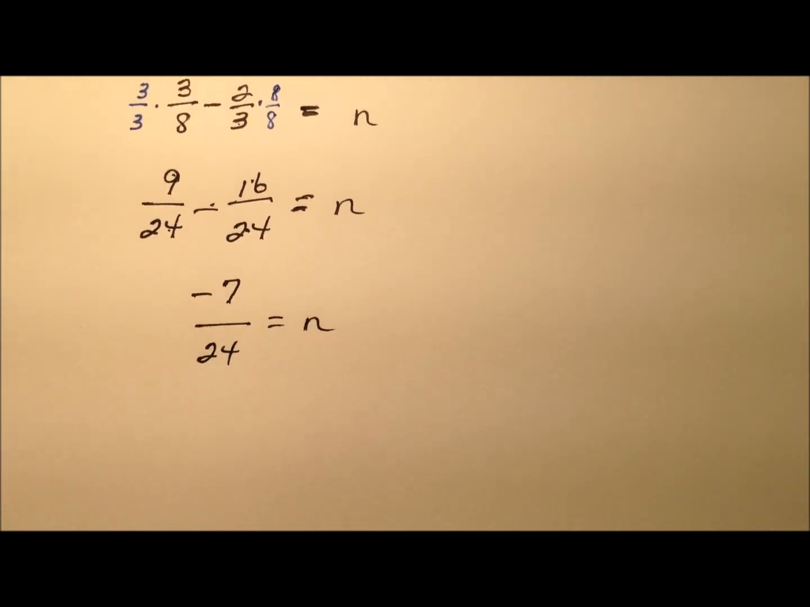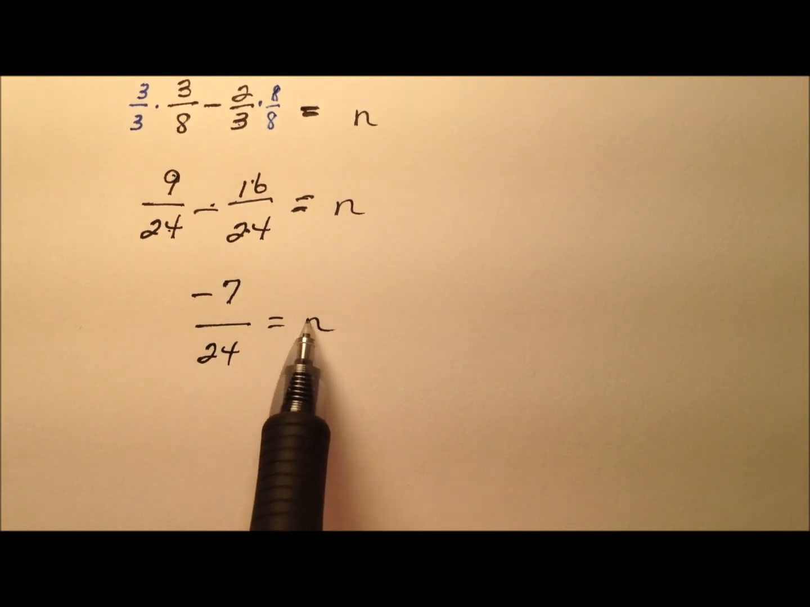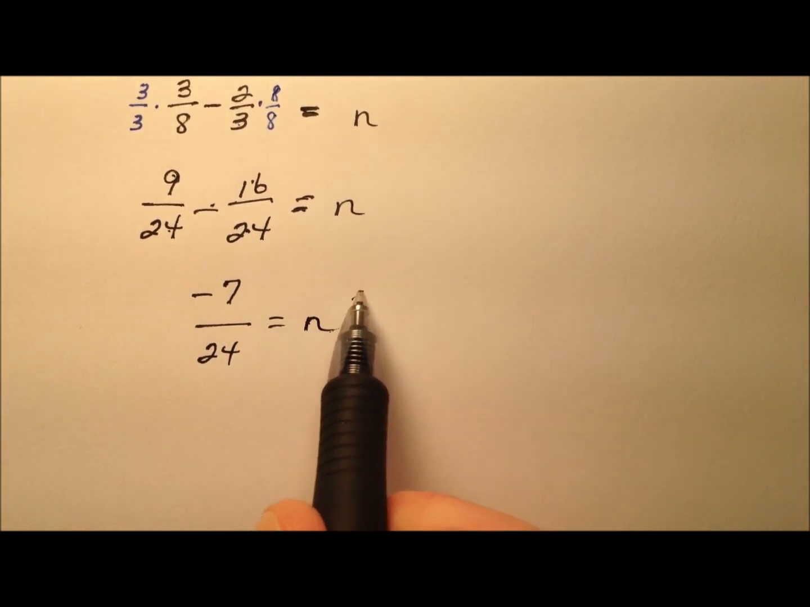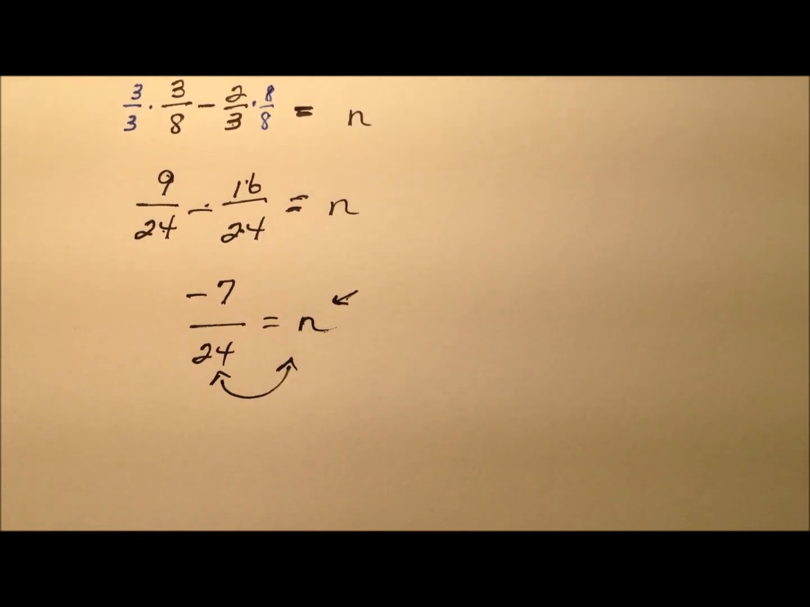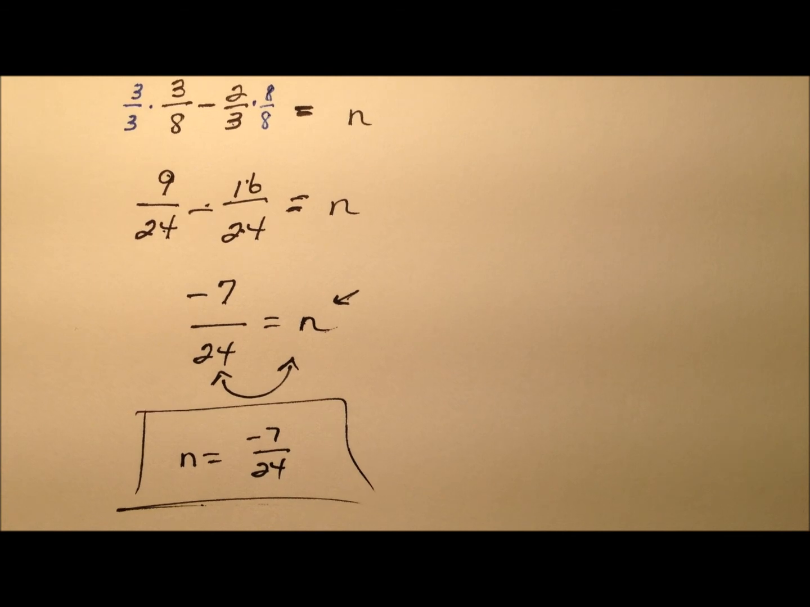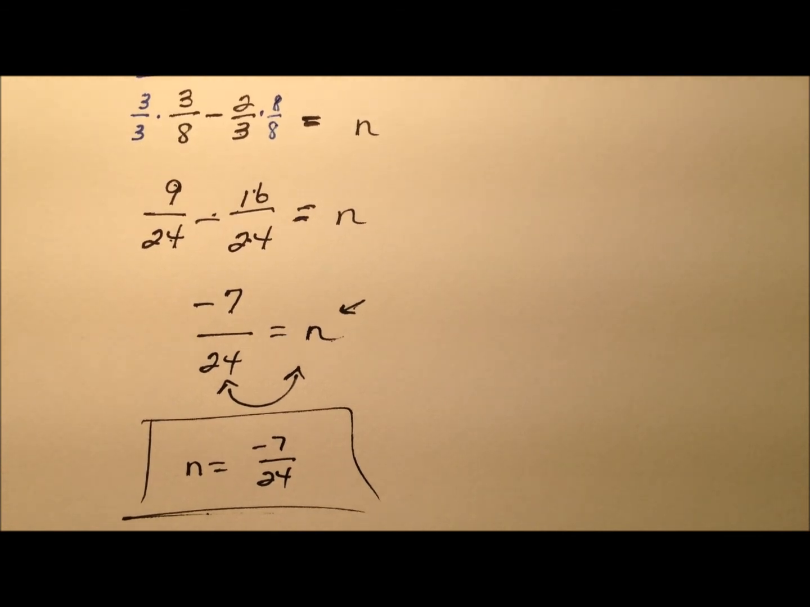And once again, as we stated previously, sometimes students don't like to see this variable isolated on the right side, so we can just go ahead and switch these two. And do you remember what property that is? Yeah, it's the symmetric property of equality. And we can just switch those two sides, and there's the value for n in this final example, -7 over 24.